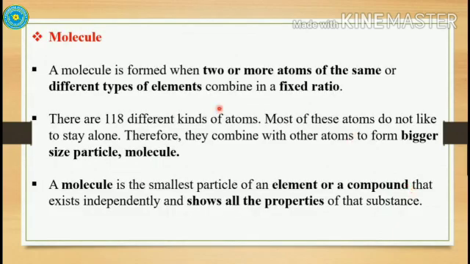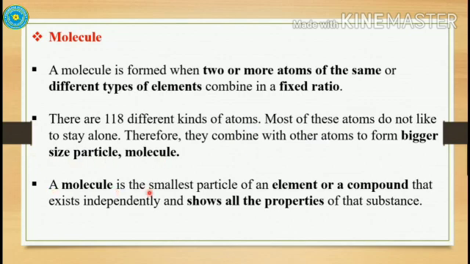Now we'll see what is the definition of a molecule and its characteristics. A molecule is formed when 2 or more atoms of the same or different types of elements combine in a fixed ratio. There are 118 different kinds of atoms. Most of these atoms do not like to stay alone. Therefore, they combine with other atoms to form bigger size particles called molecules.